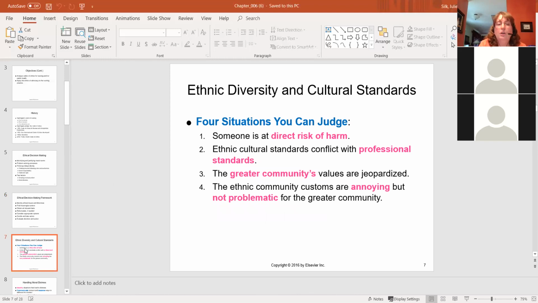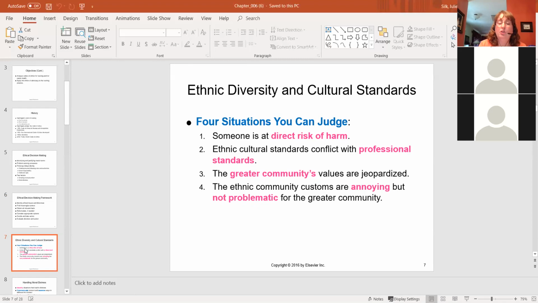Okay, so when you're looking at an ethical situation, 4 situations that you can judge would be like this. So someone is at direct risk of harm. Sure, you could judge if that was the case. Ethnic cultural standards conflict with professional standards. So maybe someone's ethnic preferences conflict with what the professional standard really is. So you would have to decide what to do from there.